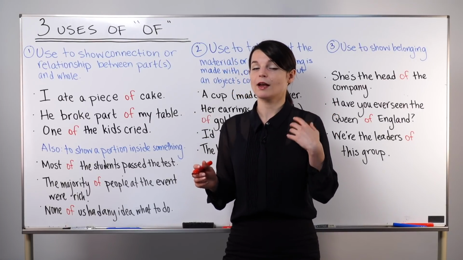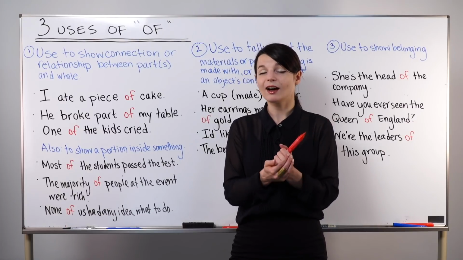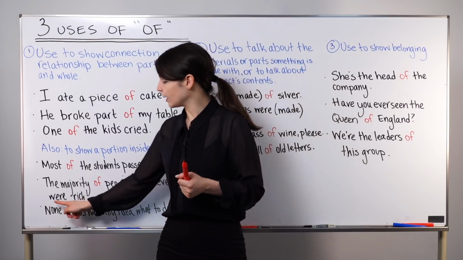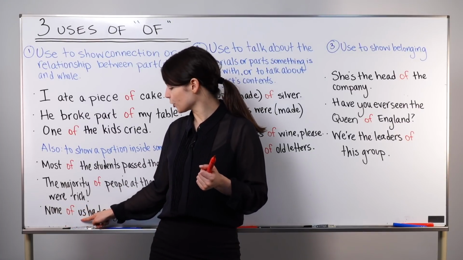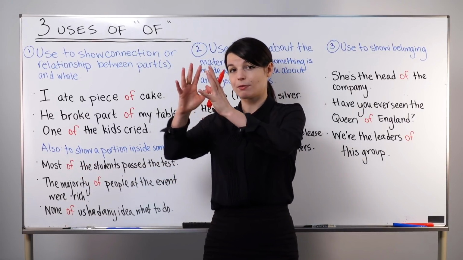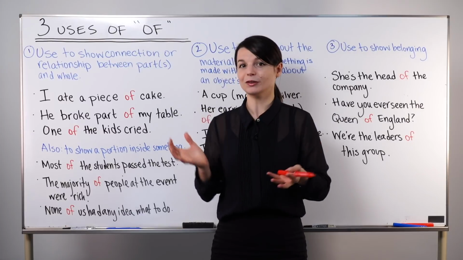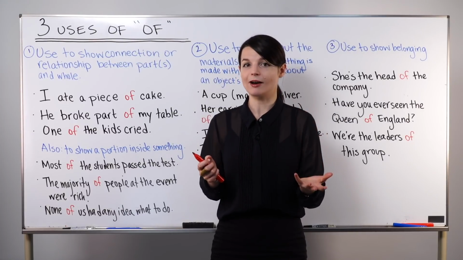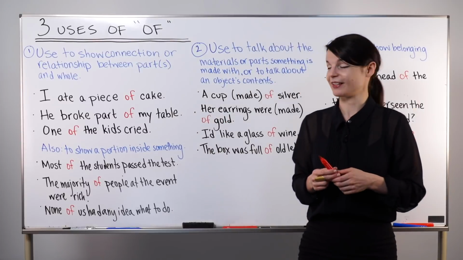You could also say nobody had any idea what to do. But we're using of here because we're showing a portion, in this case none, and we're showing a whole. So when you want to show this relationship between something inside the whole and the larger group, the larger whole, you connect the two with of. Okay, let's continue on to the second point for this lesson.